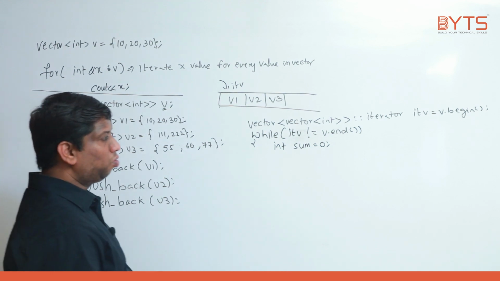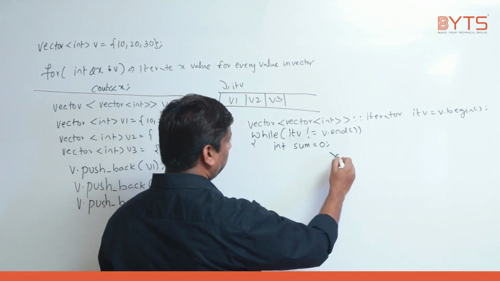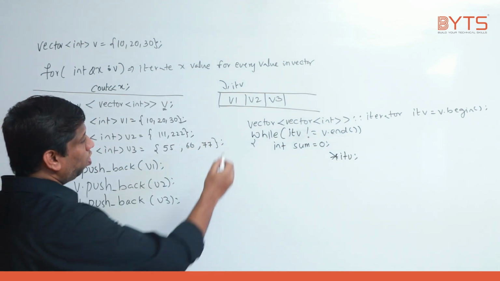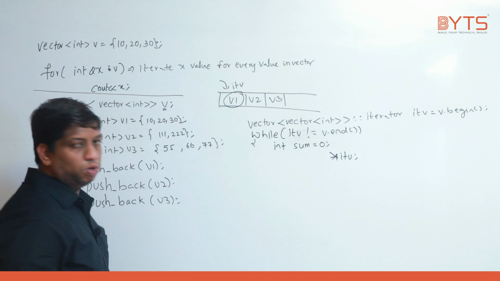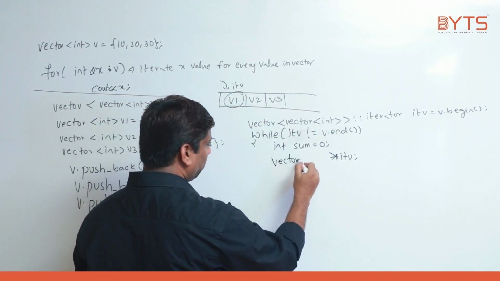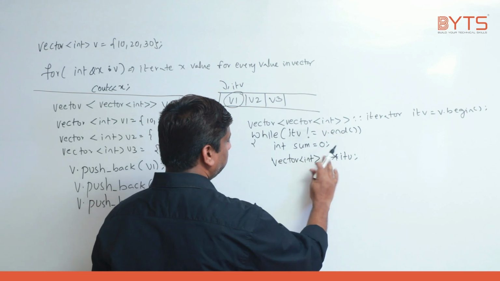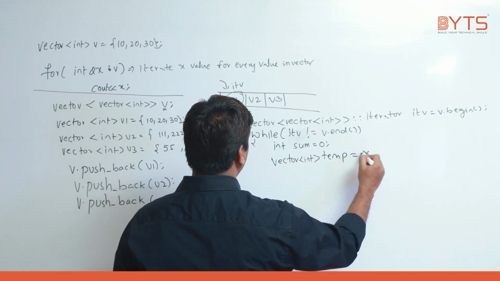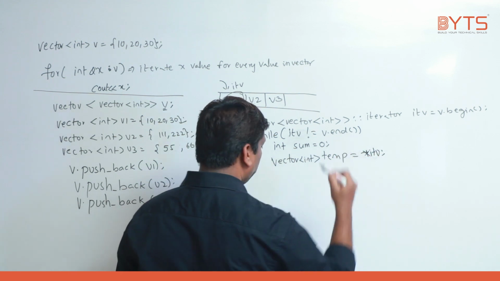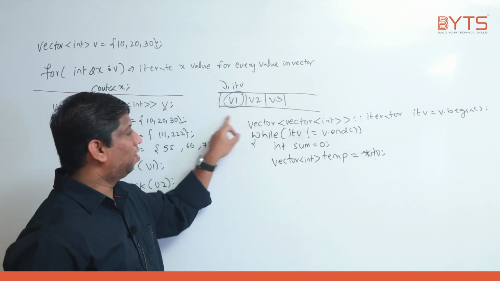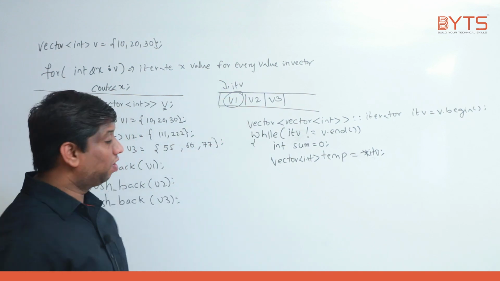Now what I am trying to do is write *itv. If I write *itv, it means what? The first value. v1 is the first value. What can I do? I can store it into one temporary variable. vector<int> temp = *itv. I hope this is very clear. Now temp will contain what? v1.